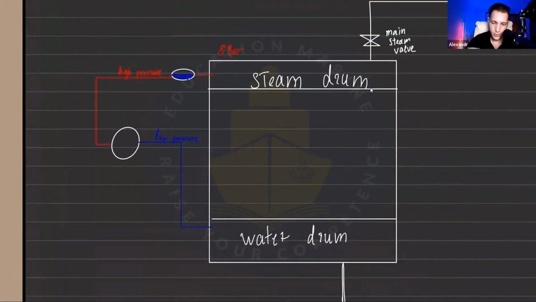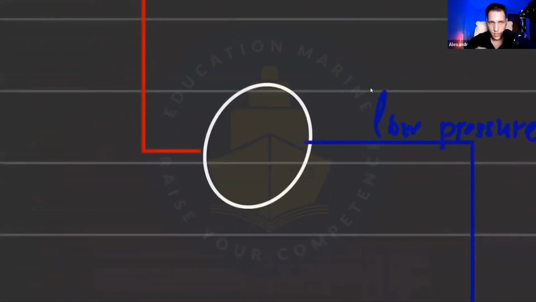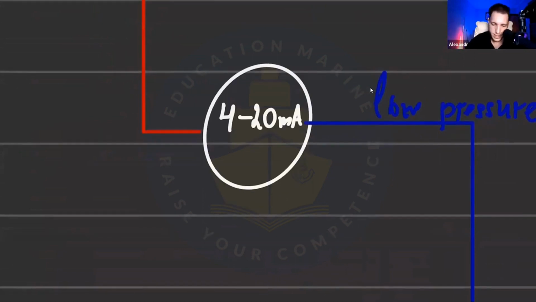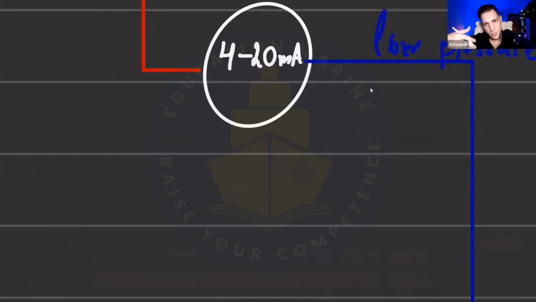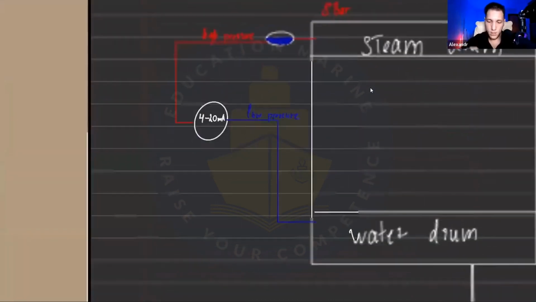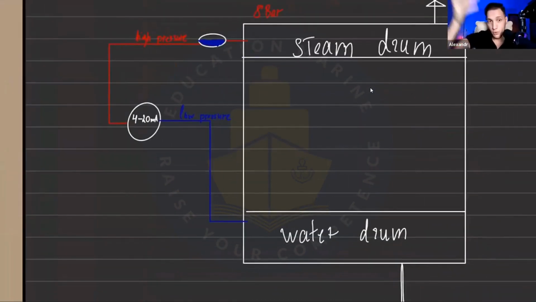So the difference between the steam drum and the water drum is measured inside this DP transmitter. It converts this difference with some kind of transducer into an electric signal. This electric signal can be from 4 to 20 milliamps. As you understand, 4 means low level and 20 high level. And then it goes to your engine control room where you can see the level of your boiler. That's quite simple. That's the DP transmitter.